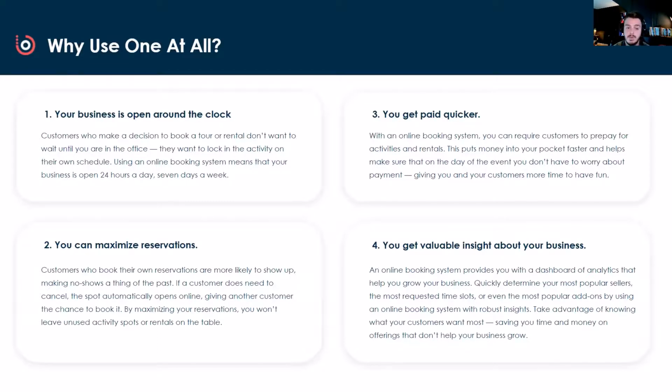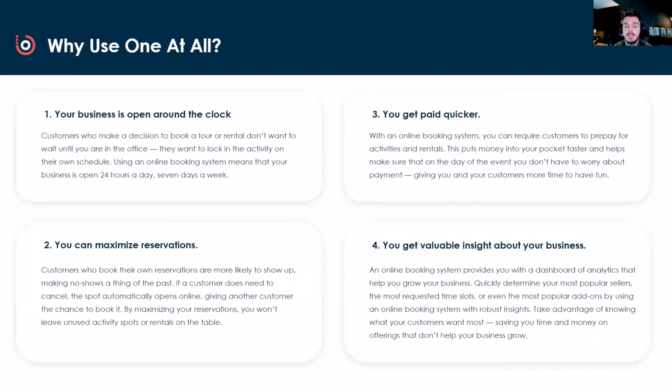Number two is you can maximize reservations. Customers who book their own reservations are far more likely to show up, making no-shows really a thing of the past. If a customer does need to cancel, the spot automatically opens up online, and the cancellation process is automated, so they can do that themselves rather than to call you, email, and have multiple touch points, giving other customers the chance to book it pretty much immediately. It maximizes your reservations, meaning that you won't leave unused activity spots or rentals on the table.